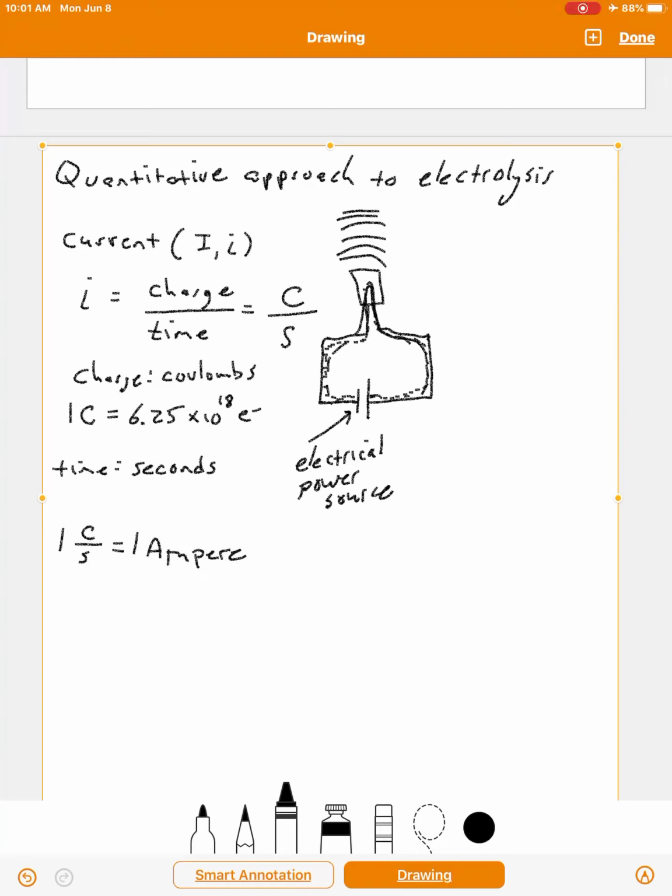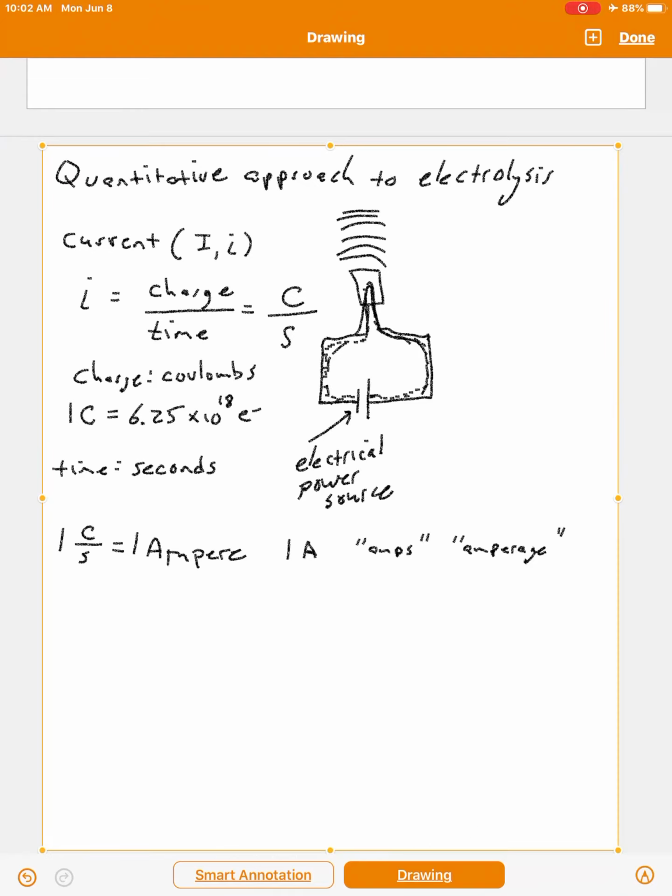named after a French scientist. It's abbreviated 1 A, A for ampere. Although you may have heard the term amps or amperage. Those are common terms used in the discussion of electricity. The official unit is the ampere, and the abbreviation for that is an uppercase A.